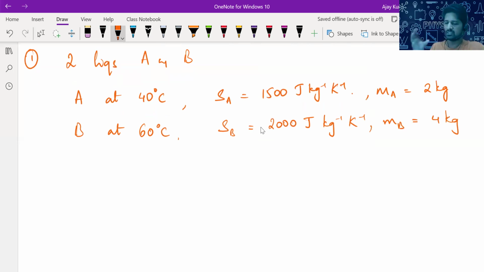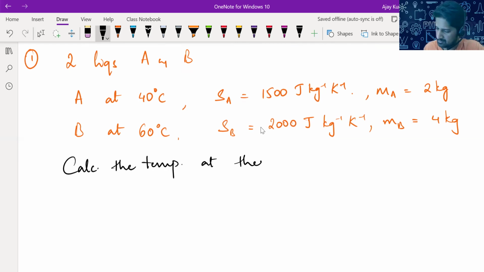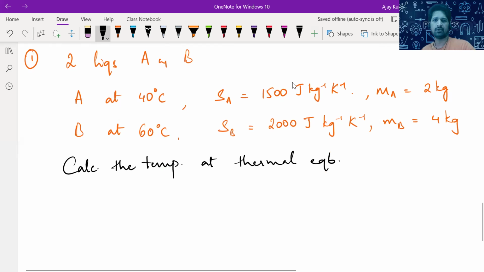So 2 kg of substance A, which is at 40 degrees, is put together with 4 kg of substance B, which is at 60 degrees. The system is isolated. Now, the one at 60 degrees will lose heat, the one at 40 degrees will gain heat, until they finally attain a common temperature. I want you to find out that common temperature. Calculate the temperature at thermal equilibrium. You have to assume the system is isolated. Do this, all of you. I'll give you 2 minutes.